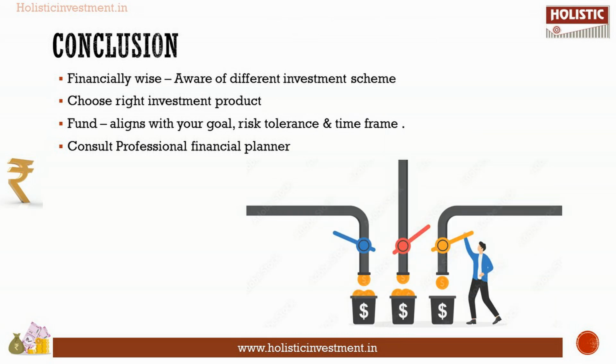Here is the summary of this video. Being financially wise is all about making yourself aware of different investment schemes, understanding the market dynamics, and more importantly, choosing the right product to invest. The bottom line is you don't need all the 37 categories in your investment basket. You should focus on selecting the funds that align with your financial goals. It is important to strike a balance between equity and debt in your investment portfolio. Different types of funds are suitable for different time frames. So to make it simple, choose a fund that aligns with your goal, risk tolerance, and time frame.